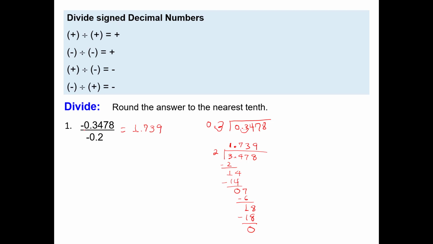1.739, and we know it's positive. But we need to round the answer to the nearest tenth. The nearest tenth is this position. With this, it's about equal to 1 point, because the next number is 3, which is less than 5, and we don't need to do anything to this number. We just write this number and eliminate the other numbers. Then if we round to the nearest tenth, this will be 1.7.